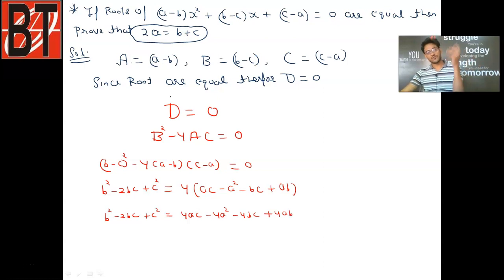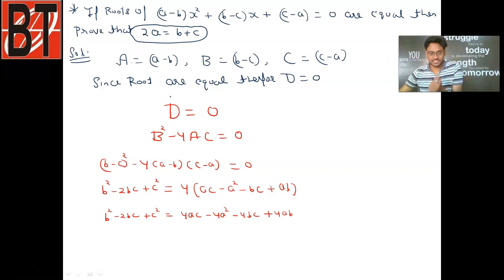But what do we have to prove? We have to prove 2A is equal to B plus C. So after simplifying, we have to make this expression such that B plus C is equal to 2A. Okay, this equation has to be converted into 2A is equal to B plus C. So how can we simplify?